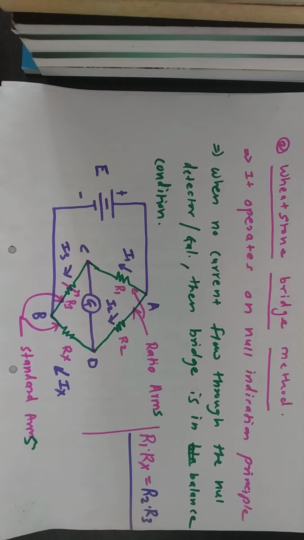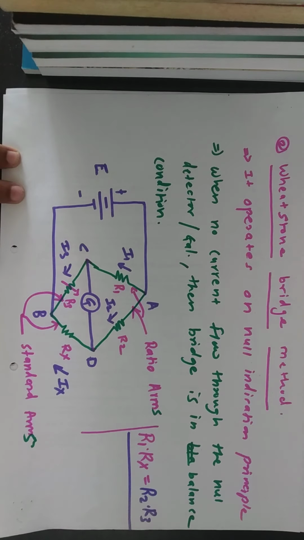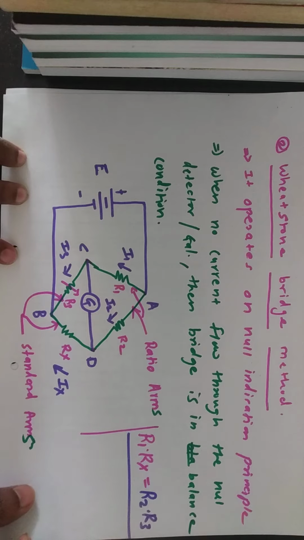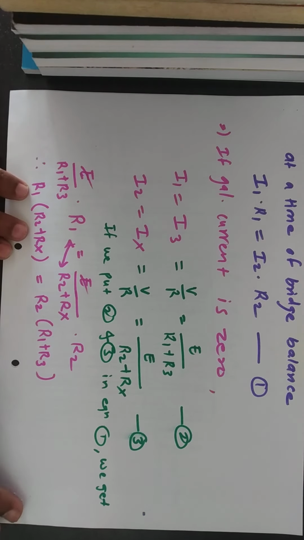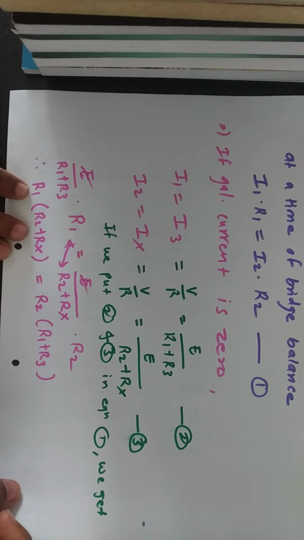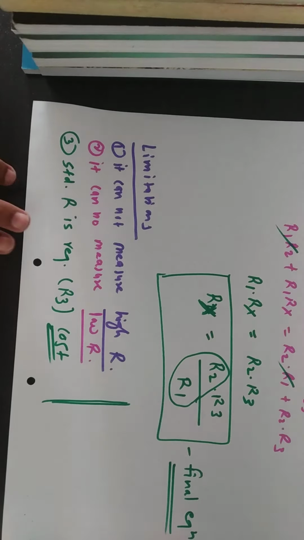Welcome student friends. In the previous lecture we have discussed the Wheatstone bridge method for measurement of medium resistance. So this is a Wheatstone bridge, and with the help of this bridge we have found its equation to measure the unknown resistance. We have gone through all these mathematical details that you can find in our previous lecture.